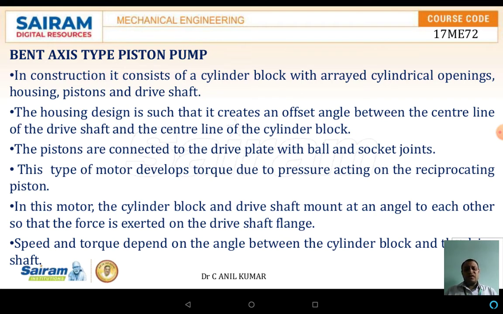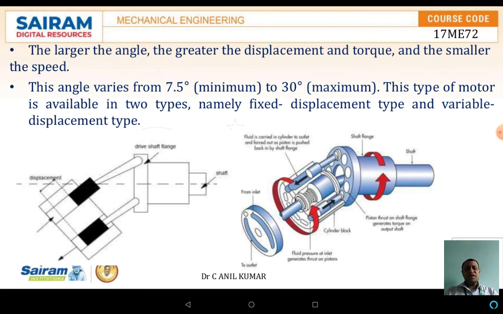This type of motor develops a torque due to the pressure acting on the reciprocating piston. In this motor, the cylindrical block as well as the driving shaft rotate at an angle to each other so that the force is exerted on the driving shaft flange. The speed and the torque depend upon the angle between the cylindrical block and the shaft. The larger the angle, the greater the displacement and torque, and the smaller the speed. The angle varies from 7.5 degrees to a maximum of 30 degrees.